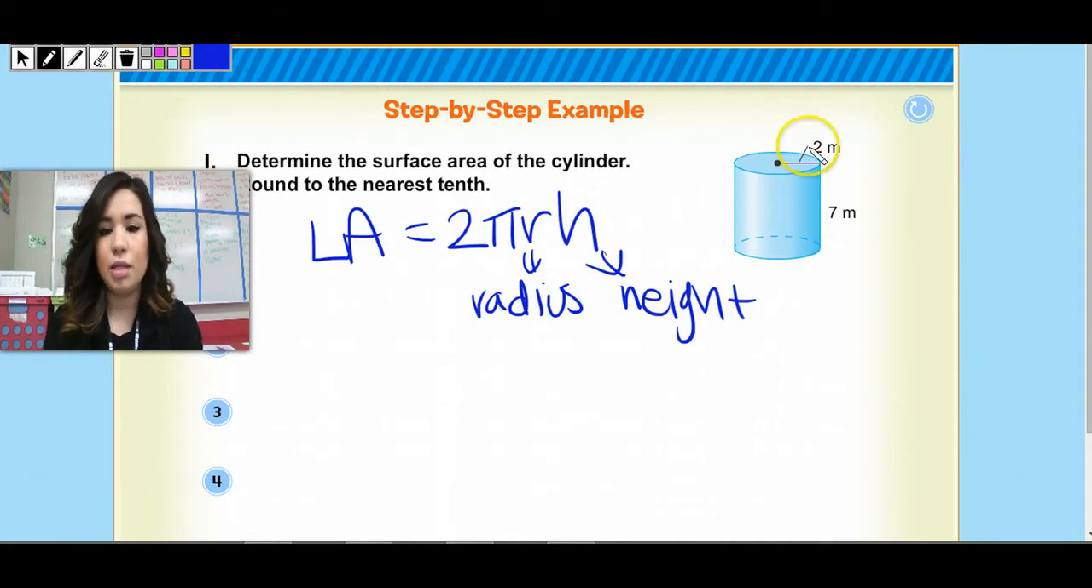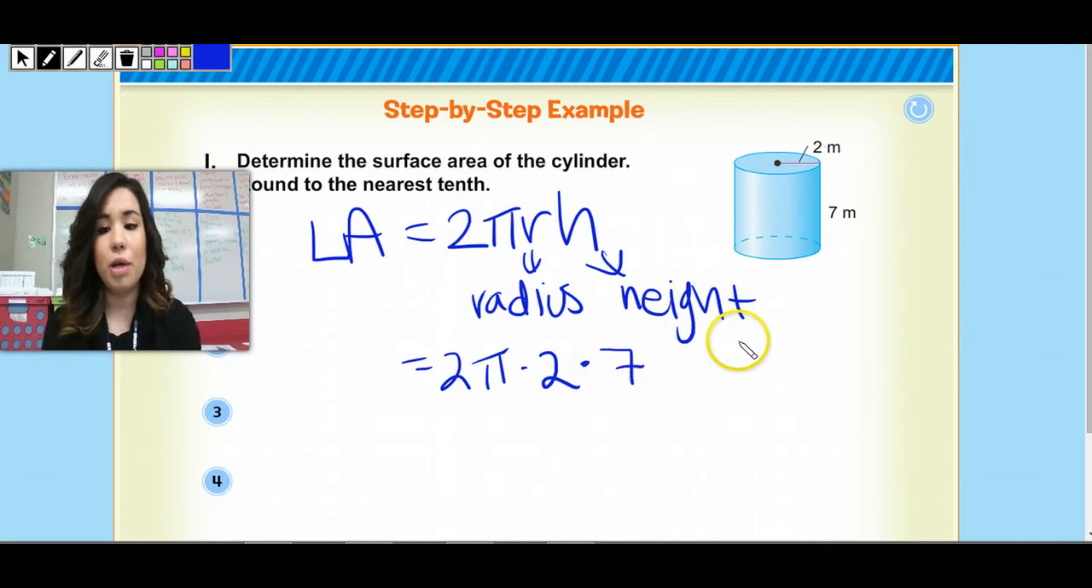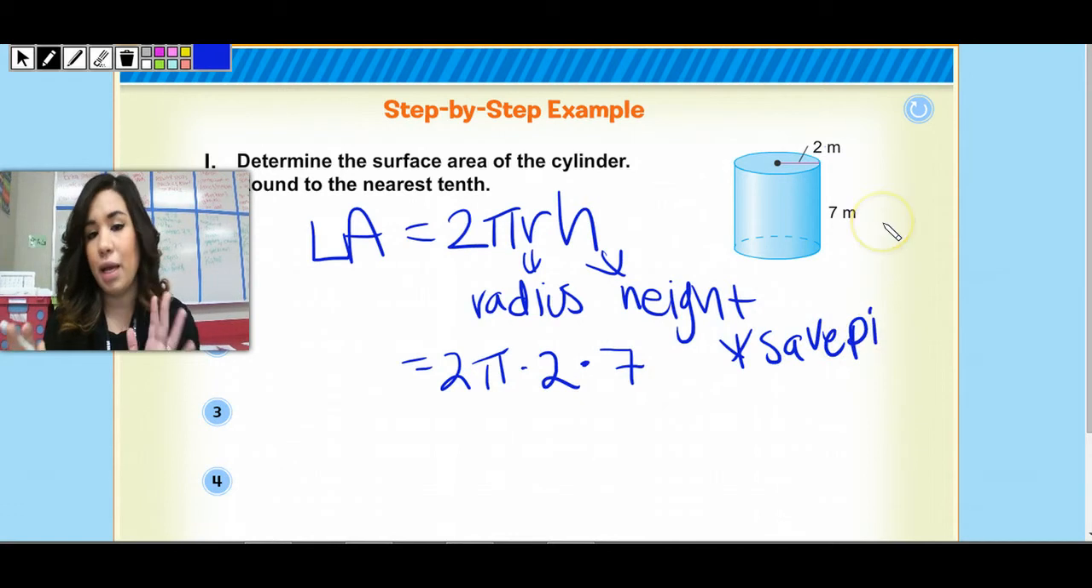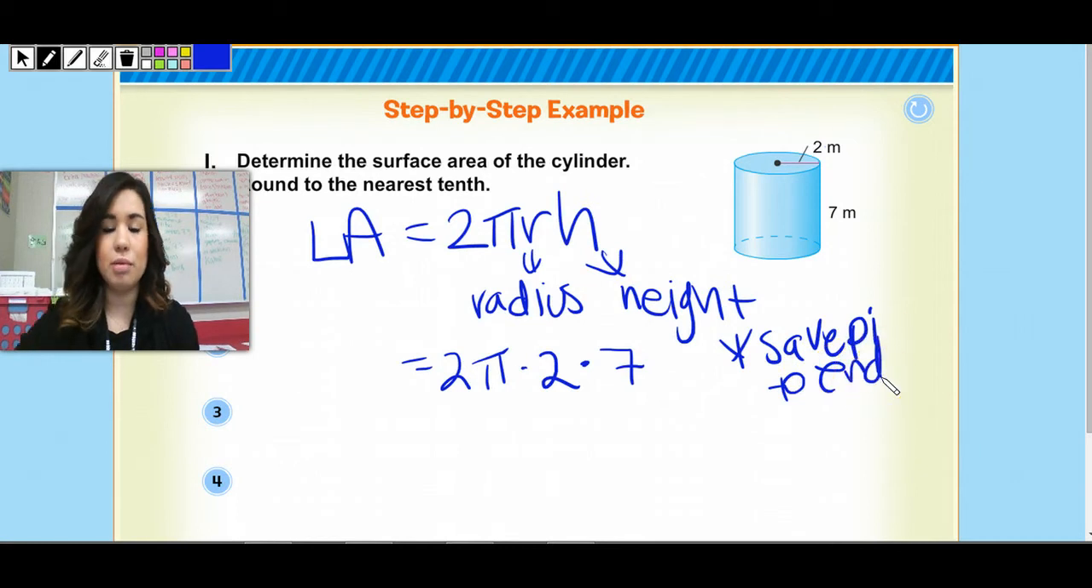So let's see what information was given to us. The circle is our base and our radius is 2. If I plug this in right now, it would be 2 pi times my radius, which is 2, times my height, which is 7. Now I'm going to save pi for dessert, and all that means is I'm going to wait until the very end to multiply by pi.